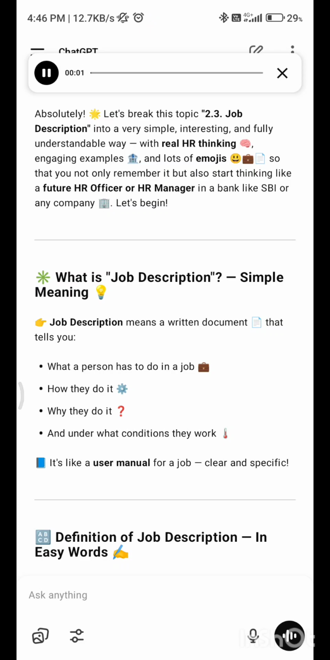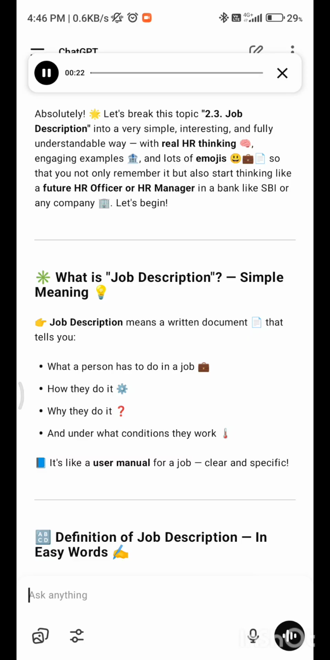Absolutely. Let's break this topic 2.3 job description into a very simple, interesting, and fully understandable way with real HR thinking, engaging examples, and lots of emojis so that you not only remember it, but also start thinking like a future HR officer or HR manager in a bank like SBI or any company.